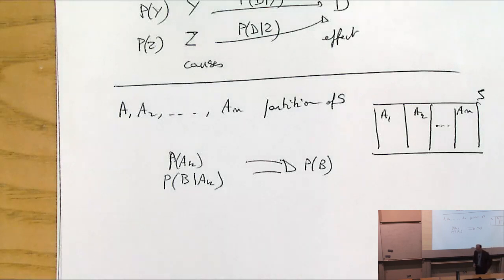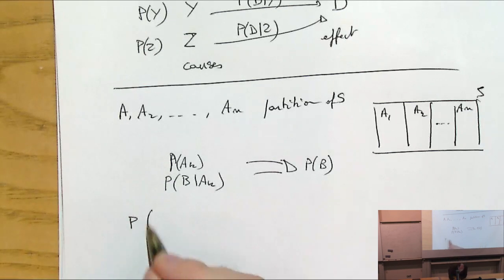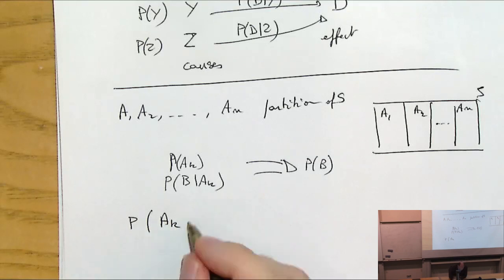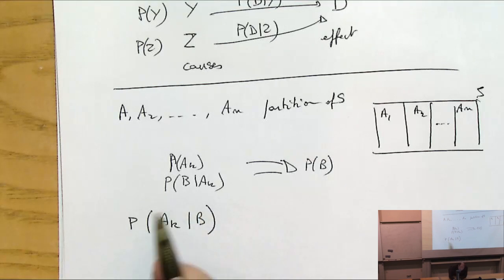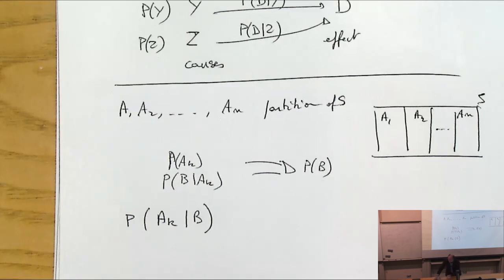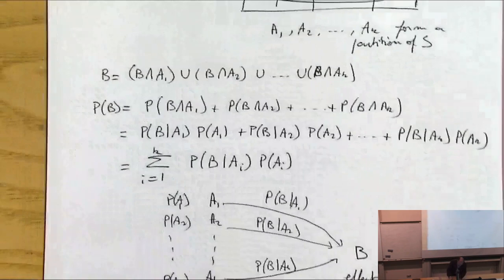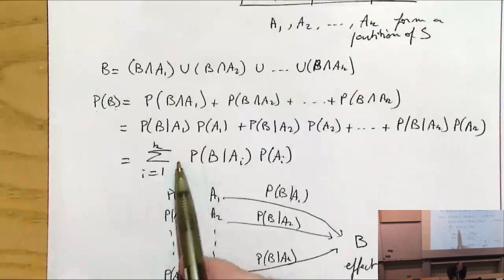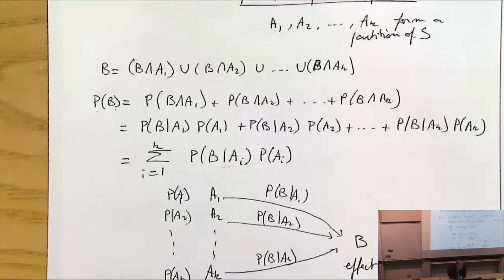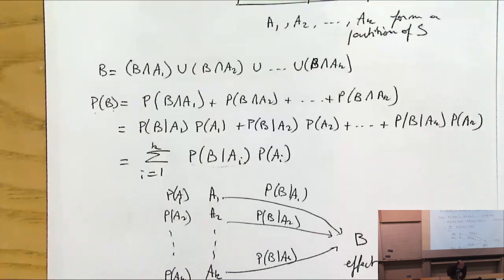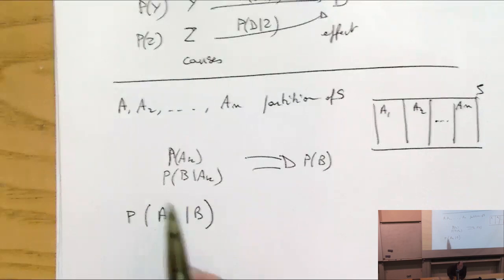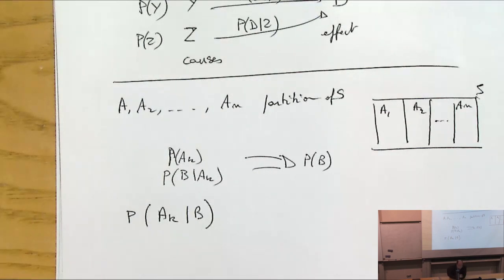So my question will be, if we have observed B, what's the probability of AK being actually the cause of observing B? So what's the probability of AK given that B was observed? Right? So you saw from here, we were looking at every time probability of B is given by the sum of probability of B given AI. Right? Now I'm looking at the opposite. I'm looking at what's the probability of AK occurring given that B was observed.